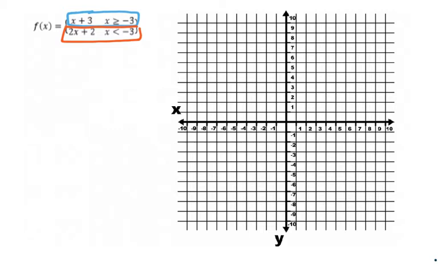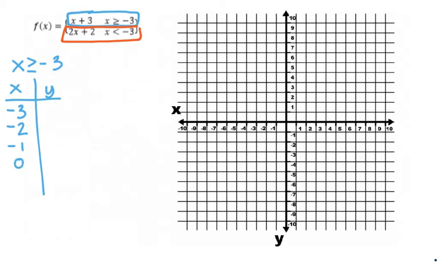Okay, so the restricted domain part helps you set up the x values in your table. So what you're going to do is make a little xy table. Because it says x is greater than or equal to negative 3, you're going to pick negative 3 and then anything bigger than negative 3. So let's do negative 2, negative 1, 0, 1, 2, 3. And you can do as many as you like.